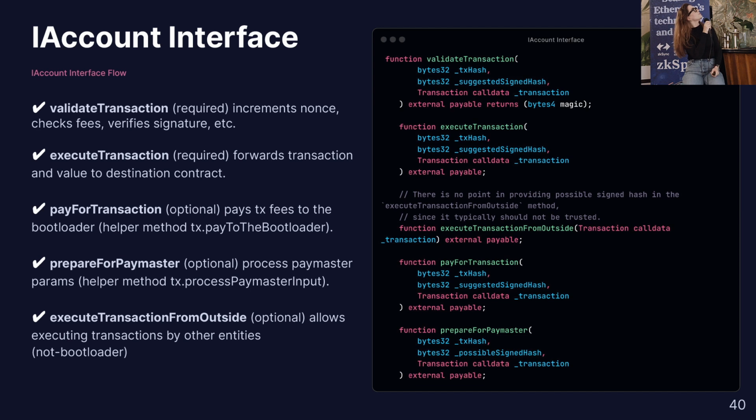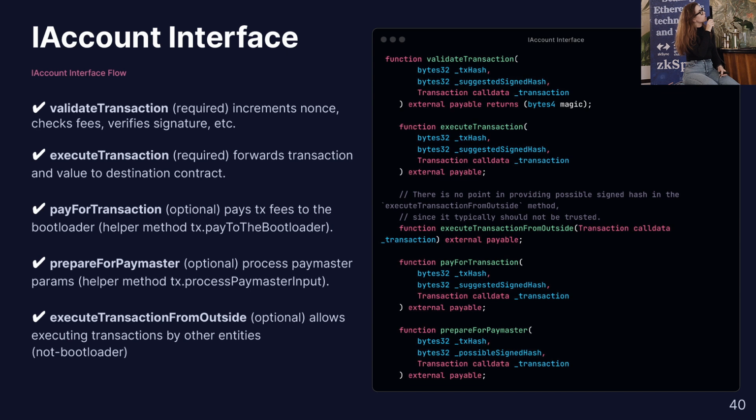So this is the interface. It has 5 different functions. The first function is validate transaction, which is very important because that's where the transaction starts, and that's where it gets validated, whether it will continue or revert. We have execute transaction, which, after the validation, gets the transaction and sends it to fruition.